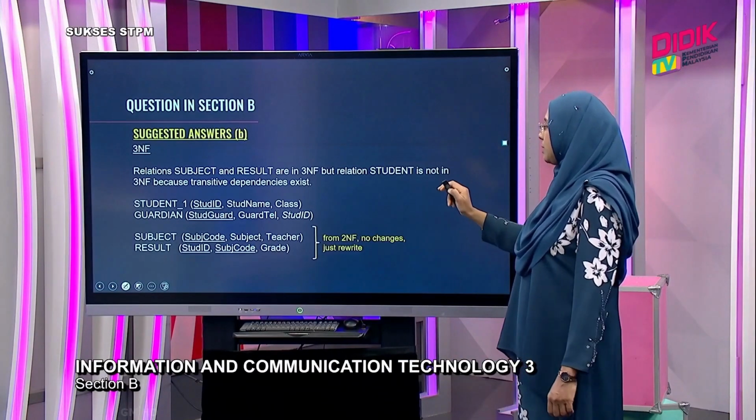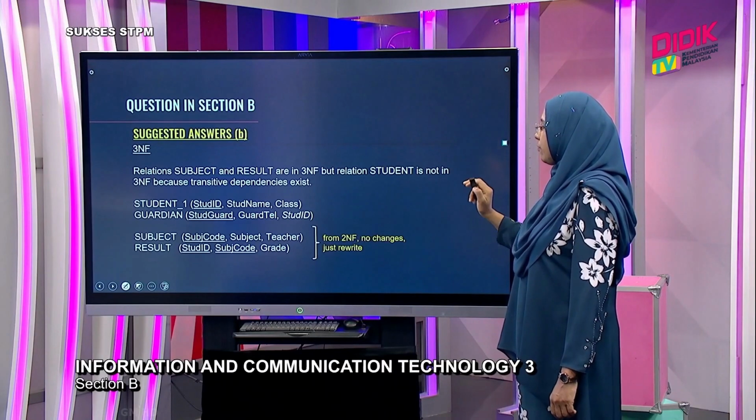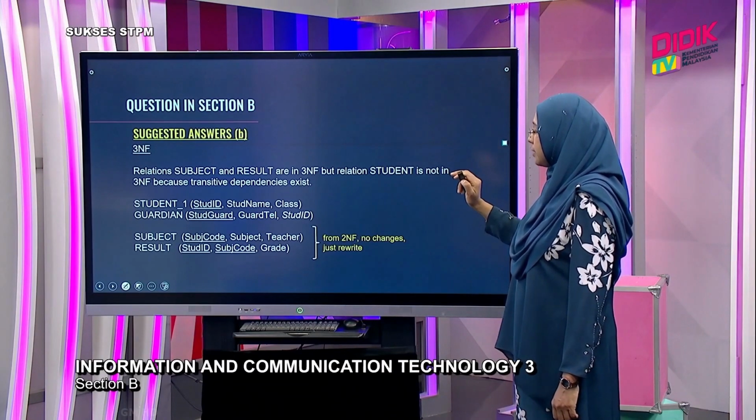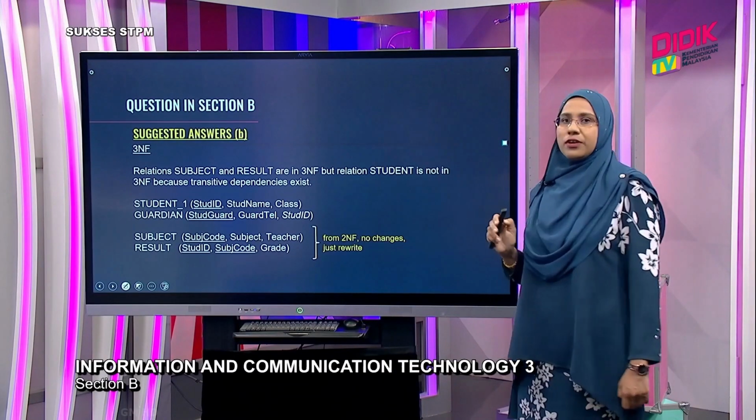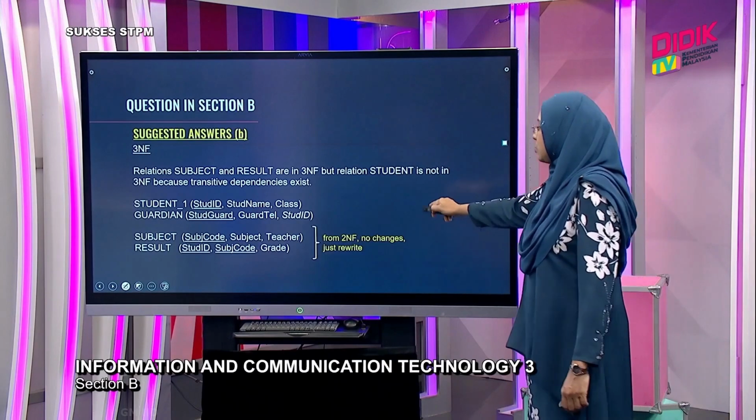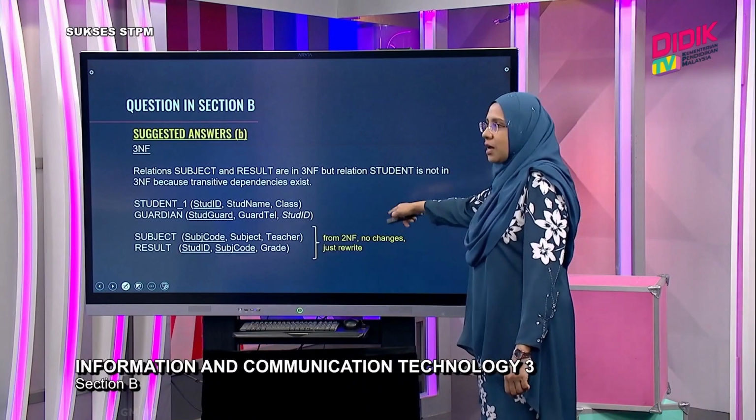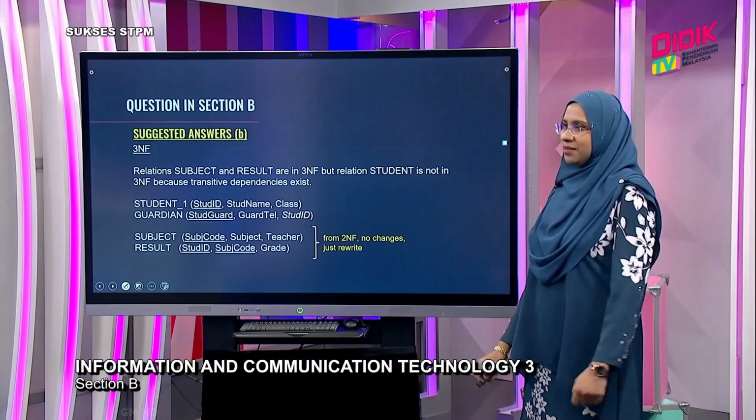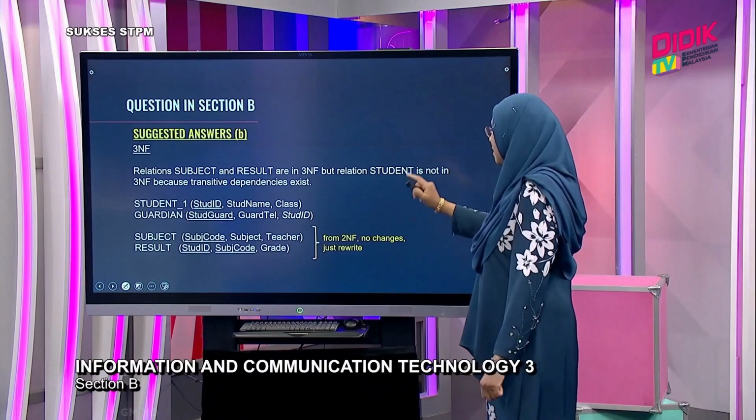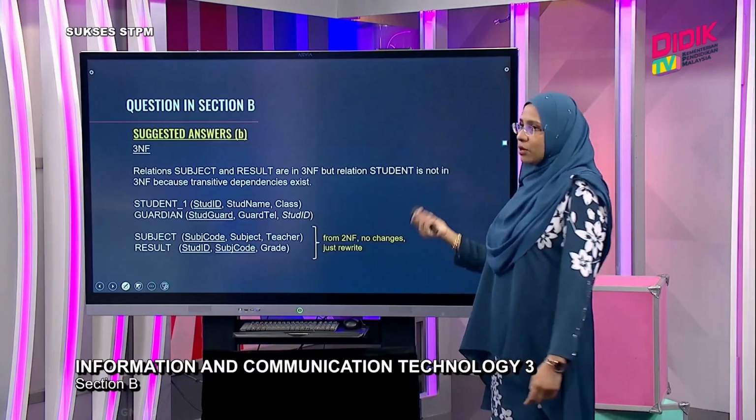Okay, so student 1, I take out the guard telephone and student guard, so it will be in a different relation. And these two, copy back. Just copy back. If you miss out this one, then you lose mark. That's why I highlighted here. If no change, just rewrite.